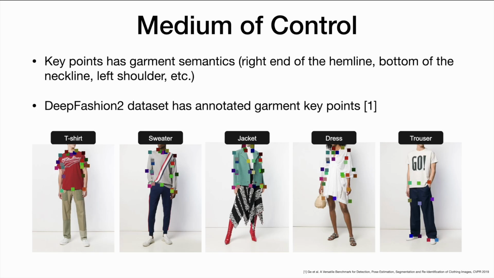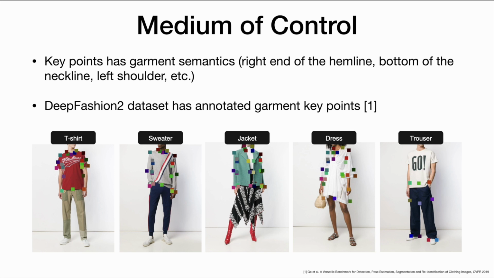So the first important choice we have to make is the medium of control. We need something that can represent garment drape and is fairly easy to manipulate. So we ended up deciding to use key points with garment semantics as the control points. For example, here, we've used the pre-trained key point predictor model from DeepFashion2 to predict the garment key points on our training data. And you can see between those images, the key points of the same color have the same semantic meaning, such as shoulder or neckline.